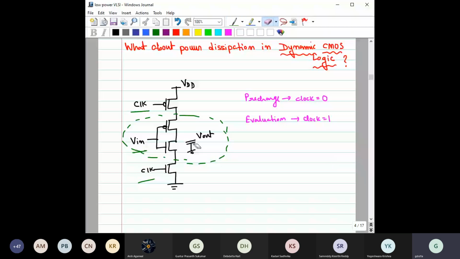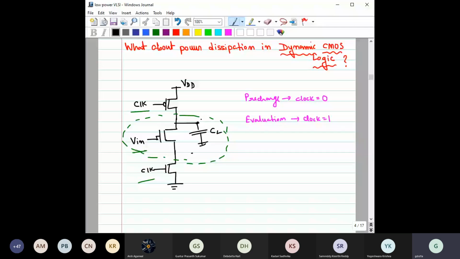Right, true. Very good. Suppose I want to make an inverter. Then what should we add? Only this NMOS, right? Very good.